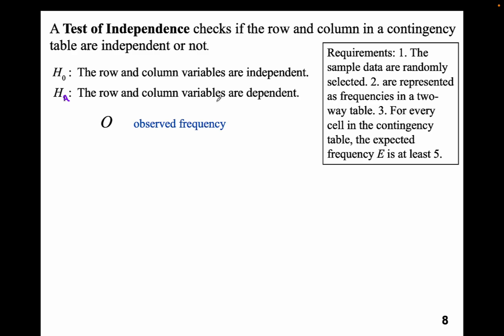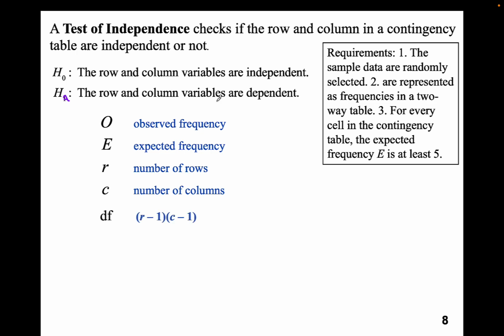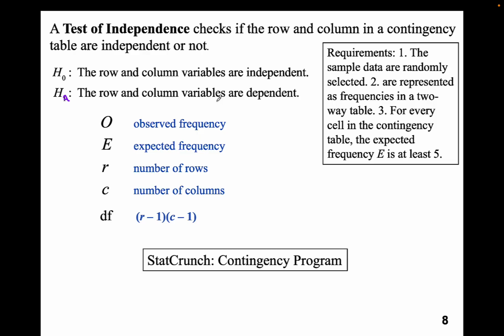O is going to be the observed frequencies. E is going to be the expected frequencies. R is going to be the number of rows. C will be the number of columns. The degree of freedom will be the number of rows minus 1 times the number of columns minus 1. And we are going to use a StatCrunch program called the contingency program.